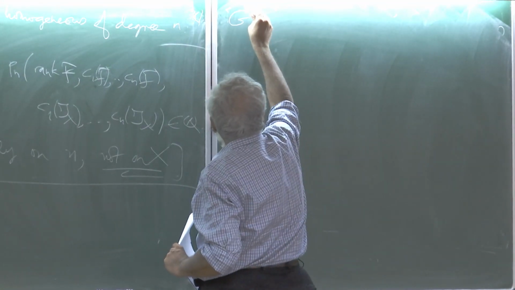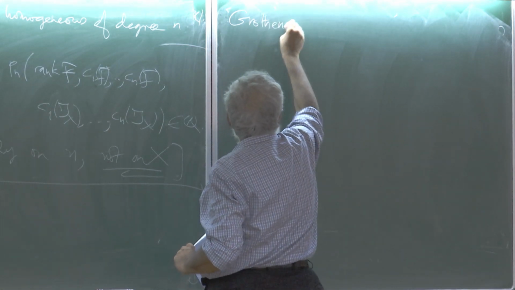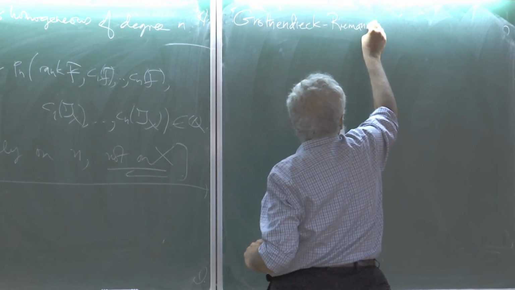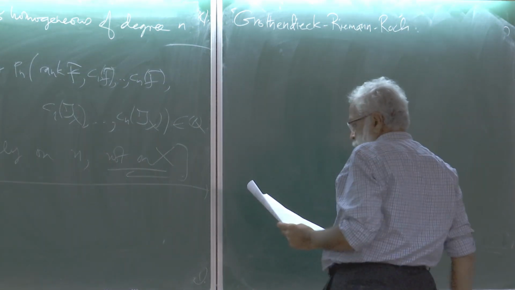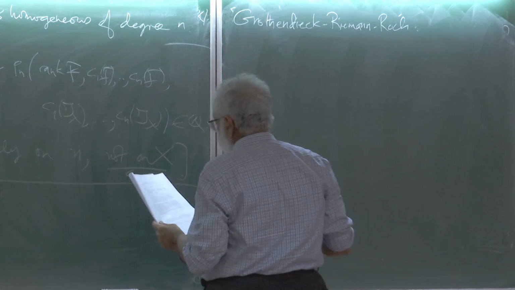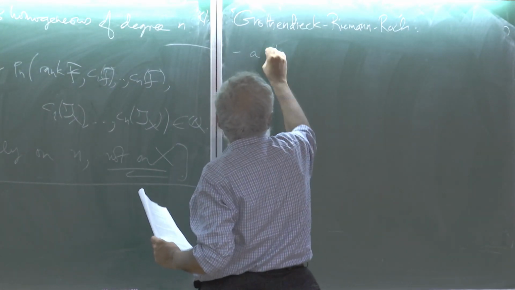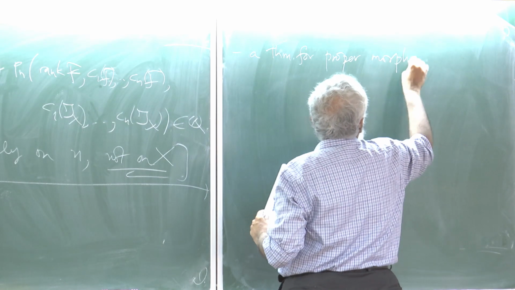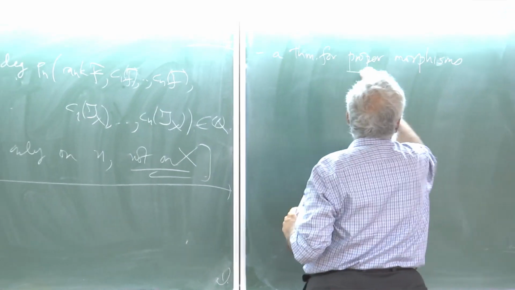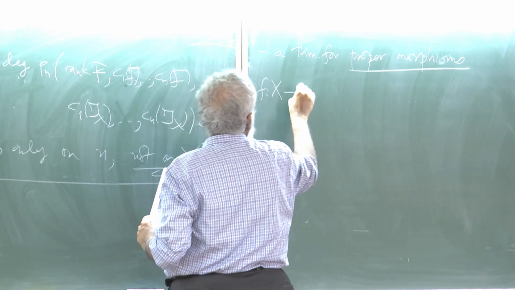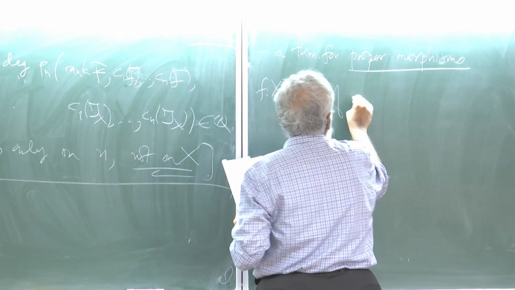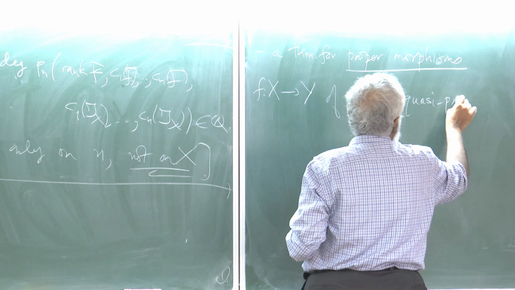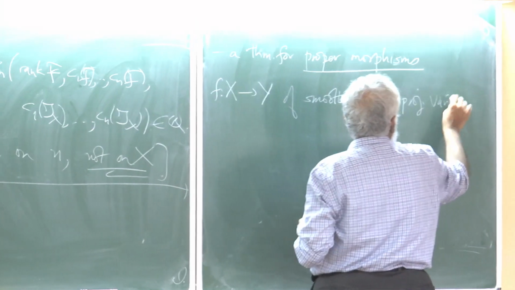So, Grothendieck-Riemann-Roch. It will be some theorem for proper morphisms f: X to Y of smooth quasi-projective varieties.